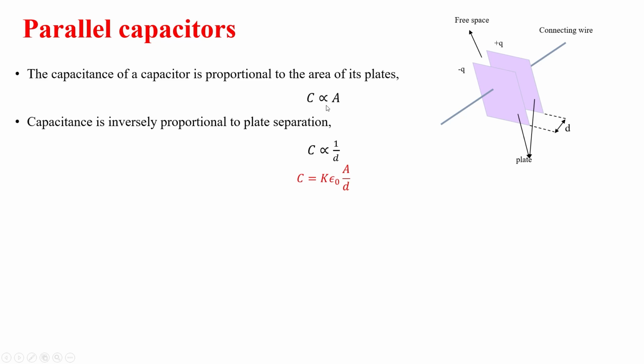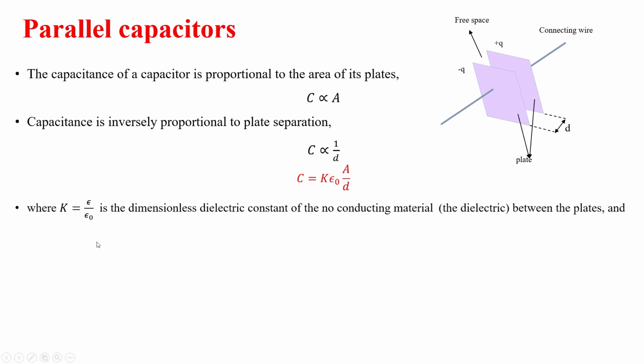So we combine these two relations and put in a constant value, because we need to convert the proportionality sign to an equality sign. Now what is K epsilon naught? K epsilon naught is a constant value. K is equal to epsilon over epsilon naught, a dimensionless dielectric constant. Dimensionless means it does not have any direction. So K is a non-directional dielectric constant.